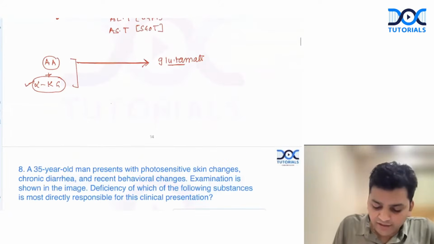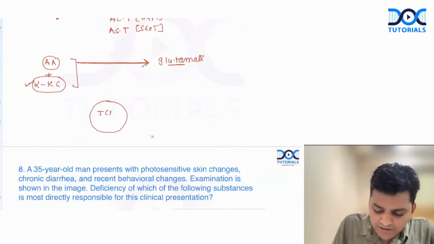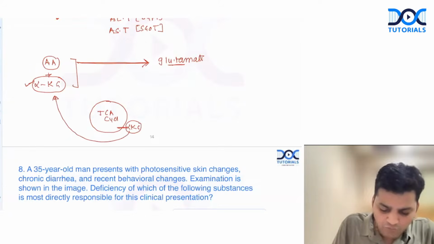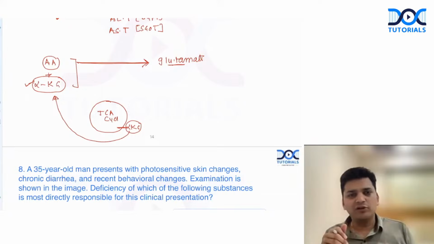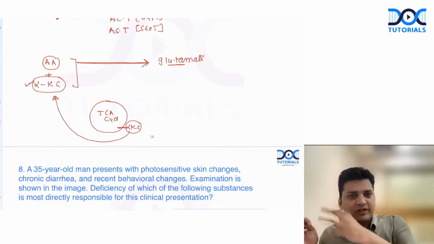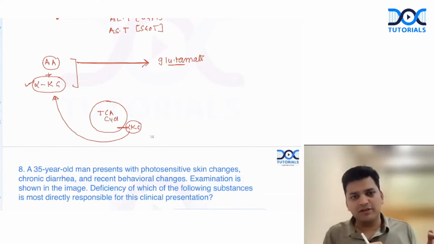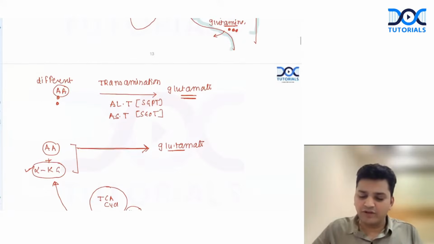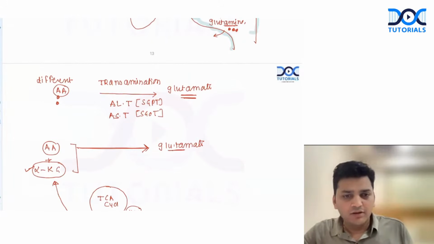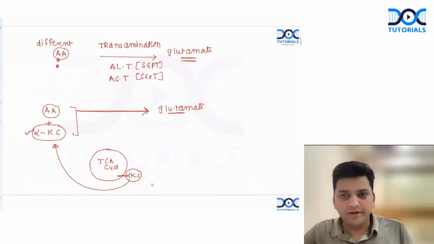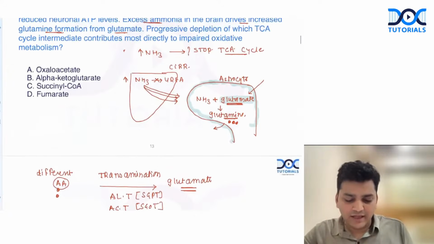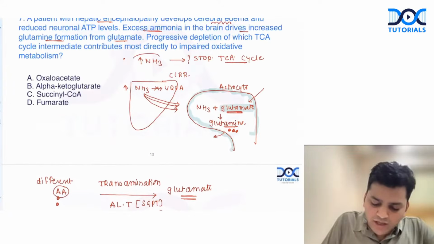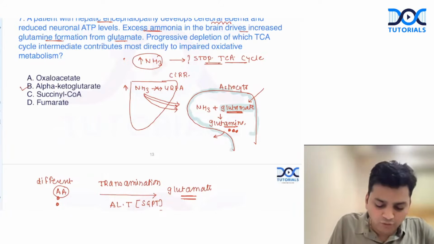And from where can I get the alpha ketoglutarate? It is from the Krebs cycle, because alpha ketoglutarate is an intermediate of the Krebs cycle. So whenever there is hyperammonia, the brain will take out the alpha ketoglutarate from the Krebs cycle, mix it with the amino acid, and make the glutamate so that we can send out the ammonia. So the alpha ketoglutarate is going to be depleted. This is what is happening. They are saying that hyperammonia is going to stop the Krebs cycle by depleting which intermediate? It is the alpha ketoglutarate.